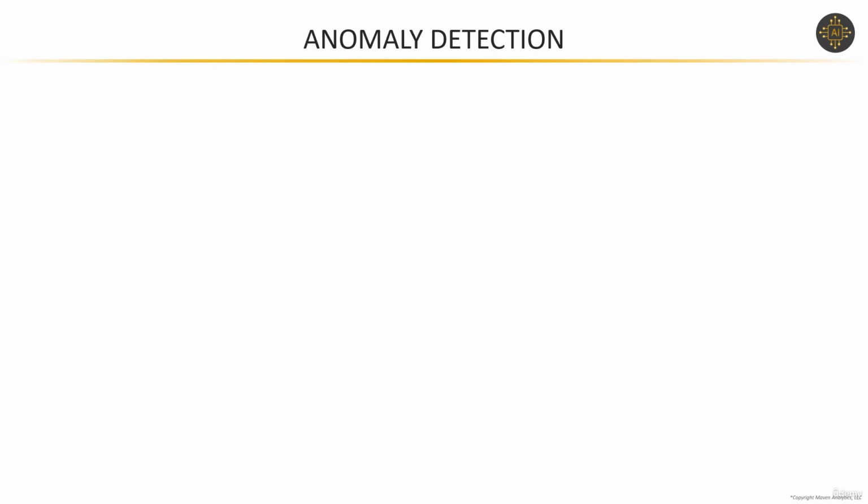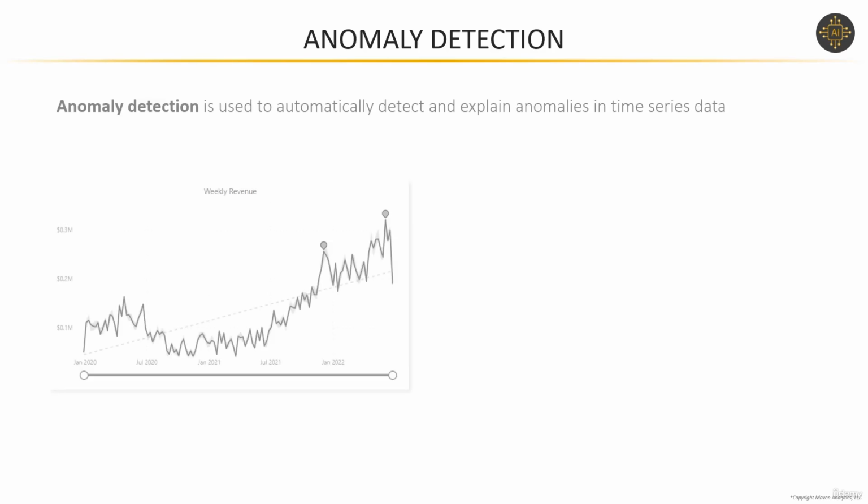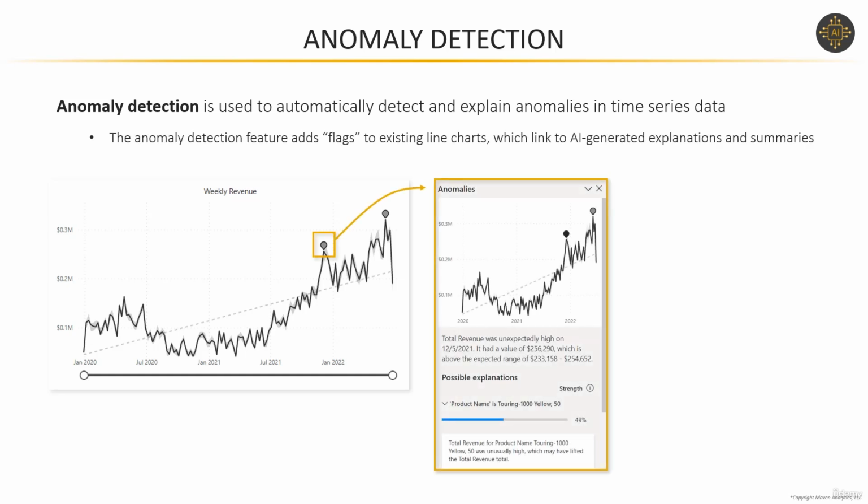The first AI feature that we're going to dig into is something called anomaly detection, which is used to automatically detect and explain anomalies in time series data. So this can be applied to line charts in Power BI, and the way it works is that this feature will add flags to existing line charts when it spots anomalies, and it will also produce AI-generated explanations and summaries to help you understand what may have driven the anomaly.